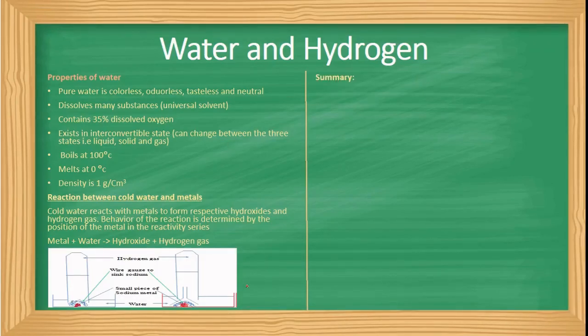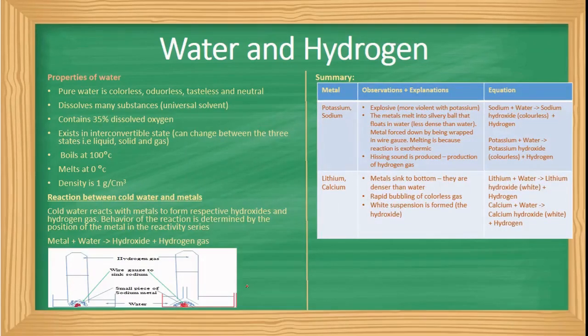So in a summary, potassium and sodium, they are very explosive when put in water, and therefore they are violent. Of course, potassium is very violent, and it is even not advised to react it with cold water. So these two metals, they melt whenever they are put in water because the reactions are exothermic, producing some heat which melts the metals.